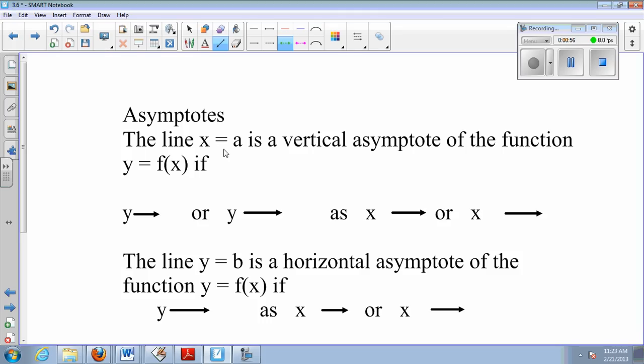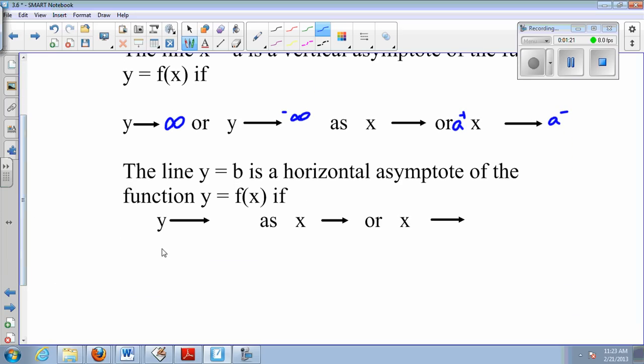The line x equals a is a vertical asymptote of the function y equals f of x if y approaches infinity or y approaches negative infinity as x goes to positive a or negative a. The line y equals b is a horizontal asymptote of the function y equals f of x if y approaches b as x approaches infinity or x approaches negative infinity.